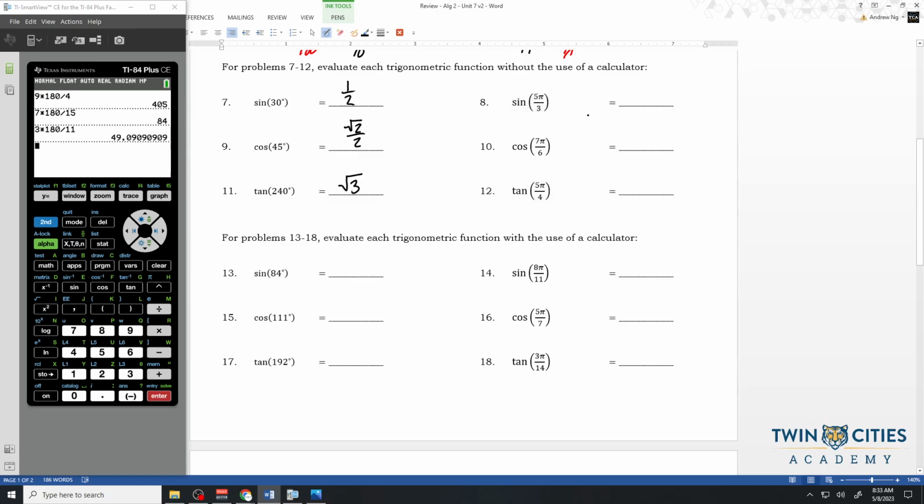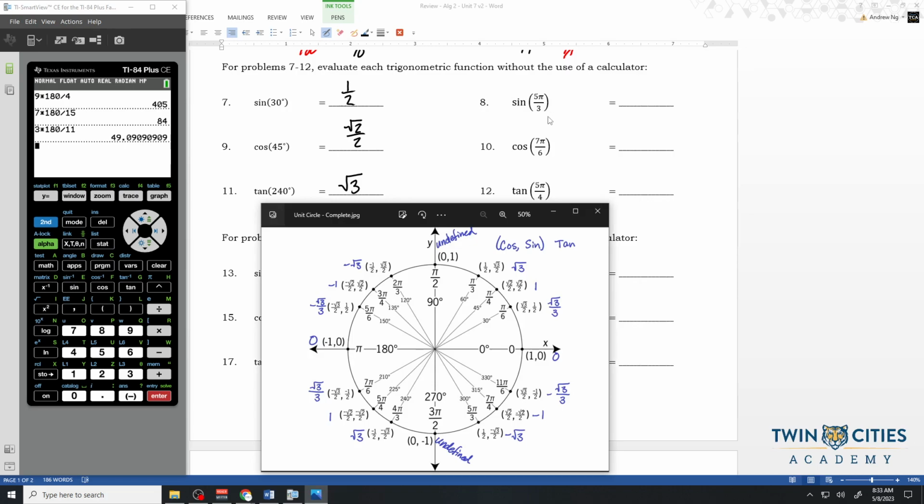All right, let's do the same thing, this time in radians. Sine of 5 pi over 3. So first find 5 pi over 3 right here. The sine is the y value, negative square root of 3 over 2.